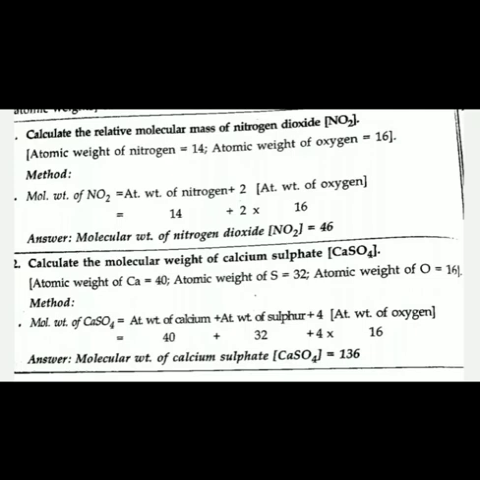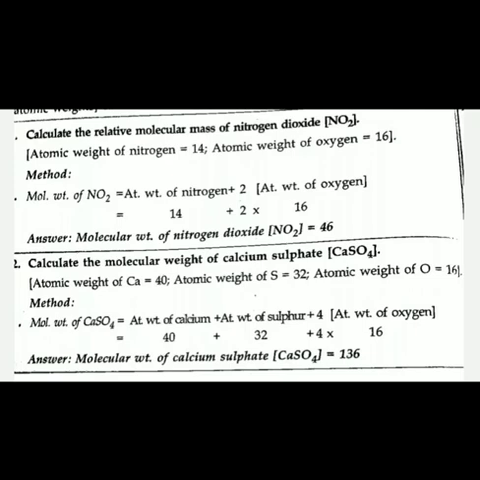So first you write the formula, that is NO2, and then after you have to find out the number of atoms present in that molecule. Here you see nitrogen 1 and oxygen 2. Then you multiply with the atomic weight, 14 into 1 plus 2 into 16, that equal to 46. So the molecular weight of nitrogen dioxide equal to 46.